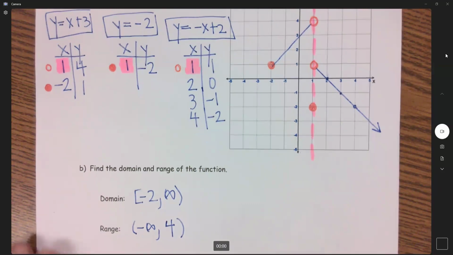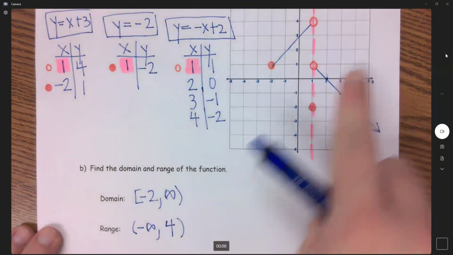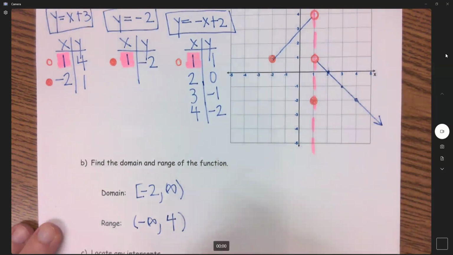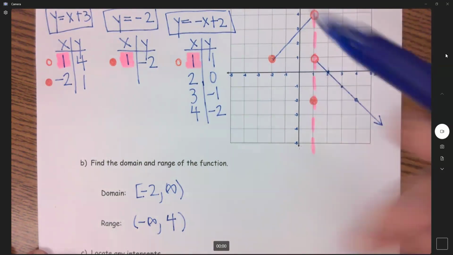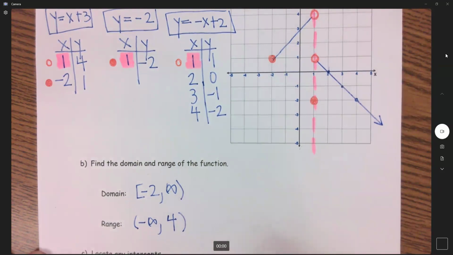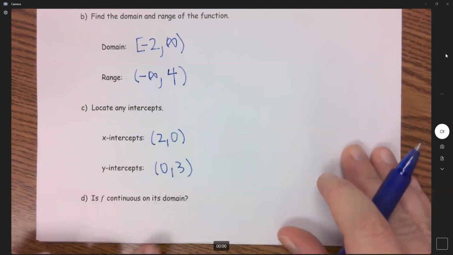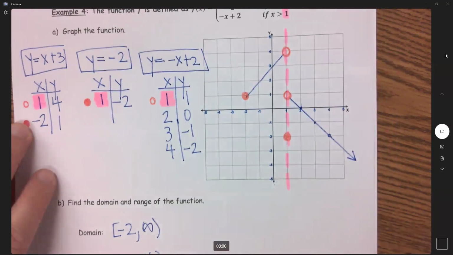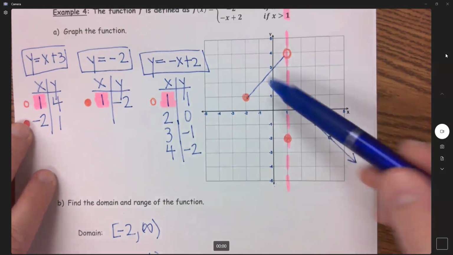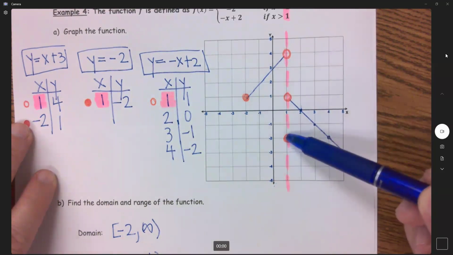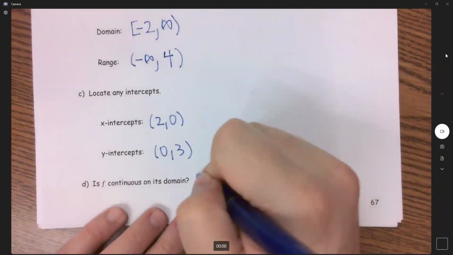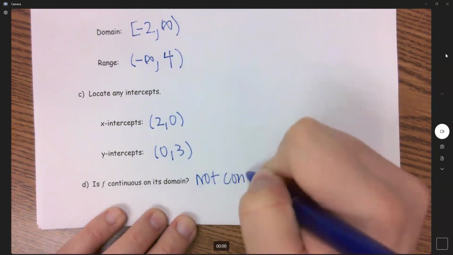Now intercepts. X-intercept first. Where is this crossing my x-axis? Right here at 2, 0. And then my y-intercept, where is it crossing this y-axis? Right here at 0, 3. And then lastly, is this continuous? Can I draw this graph without picking up my pencil? And the answer is no. I would draw this, pick it up, draw this, pick it up, and plot this. So this is not continuous.